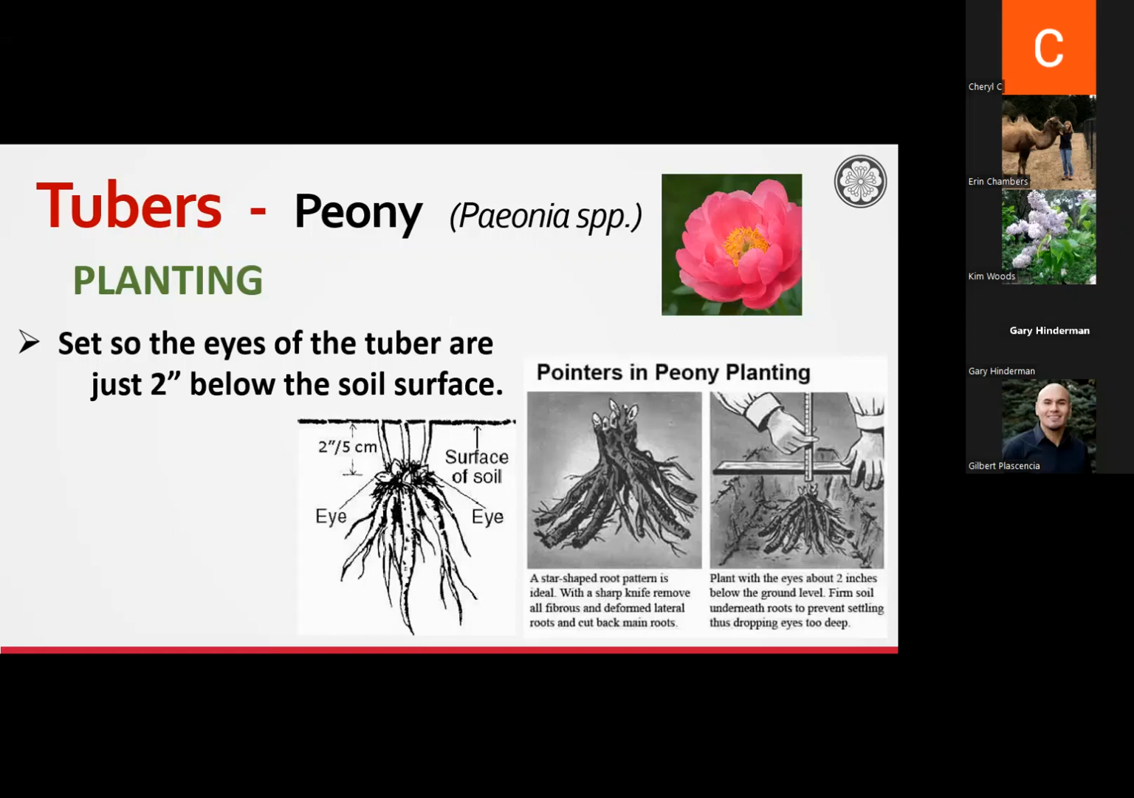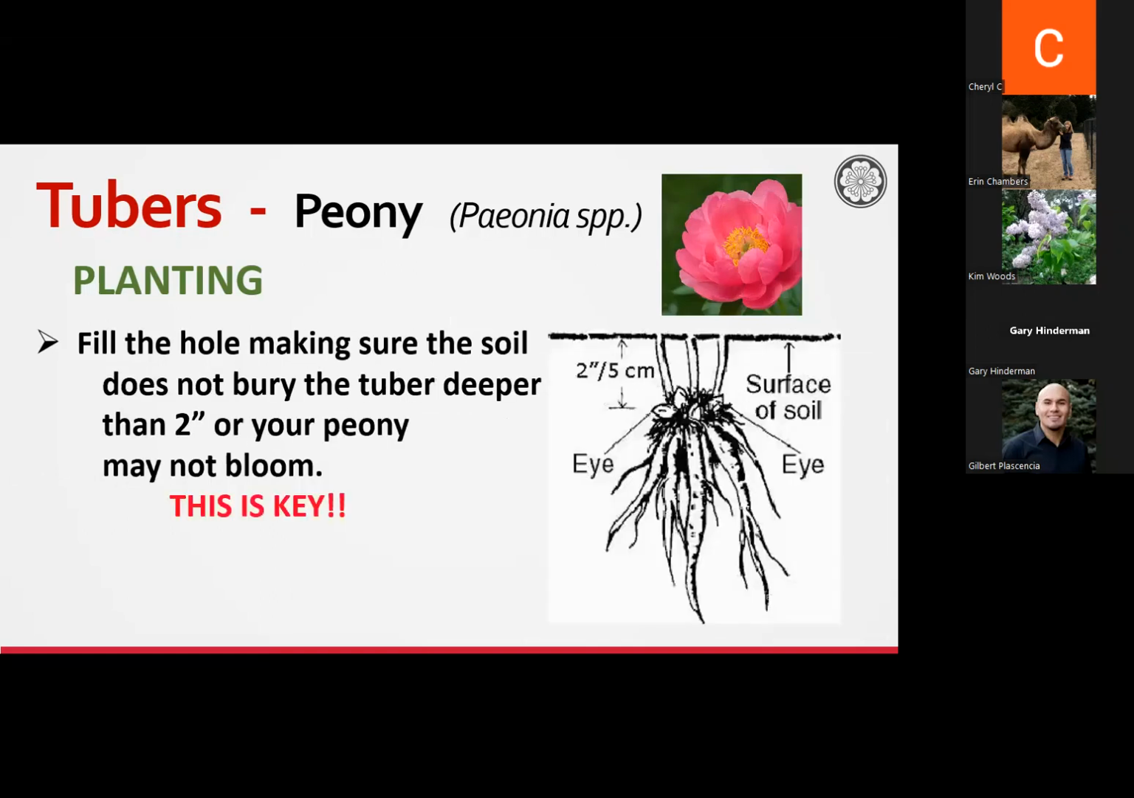So it's real important to do measurements. It's real important to have that firmed soil underneath, and then be very, very gentle when you plant the tuber itself. When you fill the hole, make sure the soil does not bury the tuber any deeper than 2 inches below the soil surface, or your peony may not bloom. This is one of the most key parts then when planting your peony tubers.